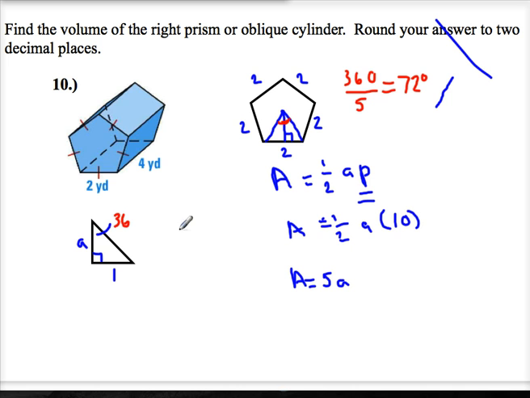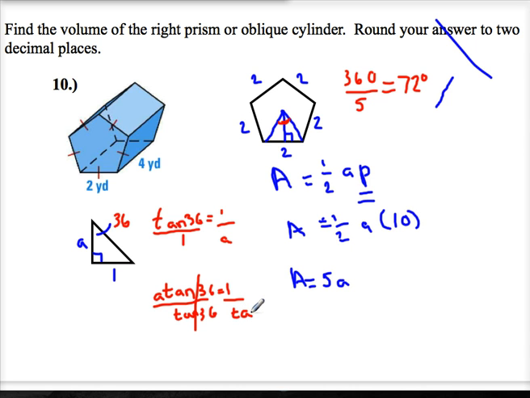Now I can say tangent of 36 equals opposite, so the opposite side is 1, over the apothem. I need to get a alone. So I like to force this into a fraction so that I can cross multiply. So I have a times tangent of 36 degrees equals 1. To get a alone, I'm going to divide each side by tangent of 36. And tangent of 36 is just a number. Whatever we do on one side, we're going to do to the other.